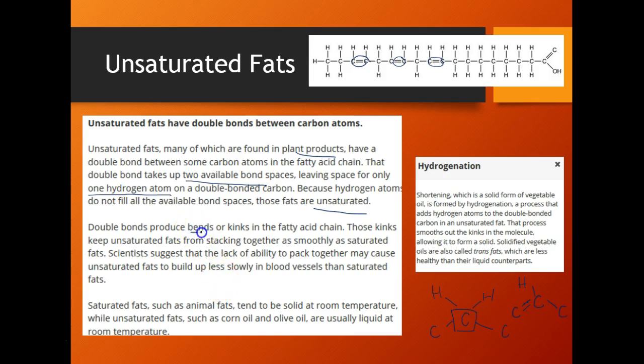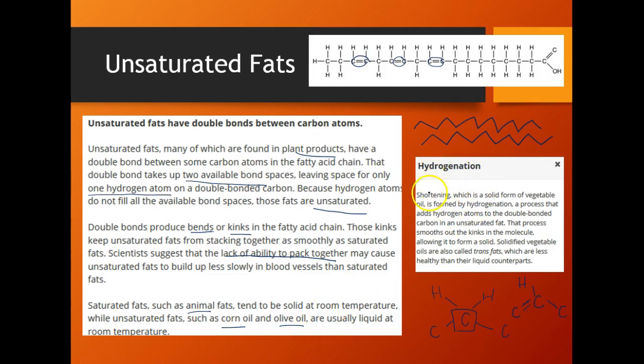Double bonds produce bends and kinks, so they are not straight, they have kinks in them. It prevents them from stacking on top of each other as smoothly as the saturated fats. And because of their lack of ability to pack together, unsaturated fats build up less slowly in blood vessels and are easier to break down as well. Saturated fats, such as animal fats, tend to be solid at room temperature, whereas unsaturated fats, such as corn oil and olive oil, are usually liquid at room temperature.